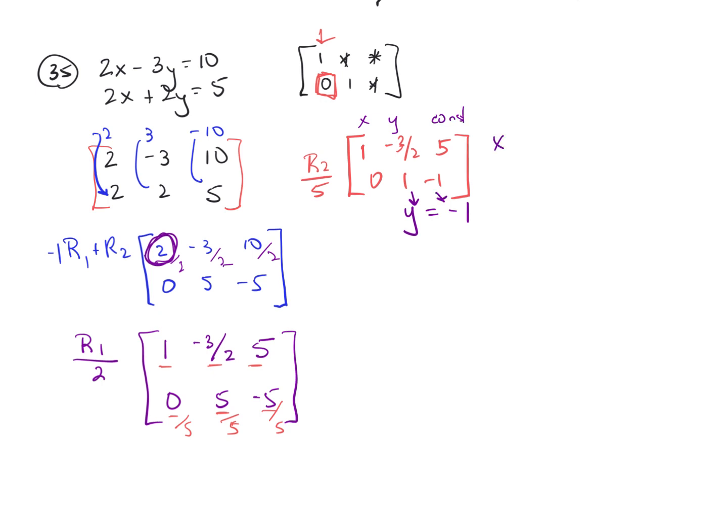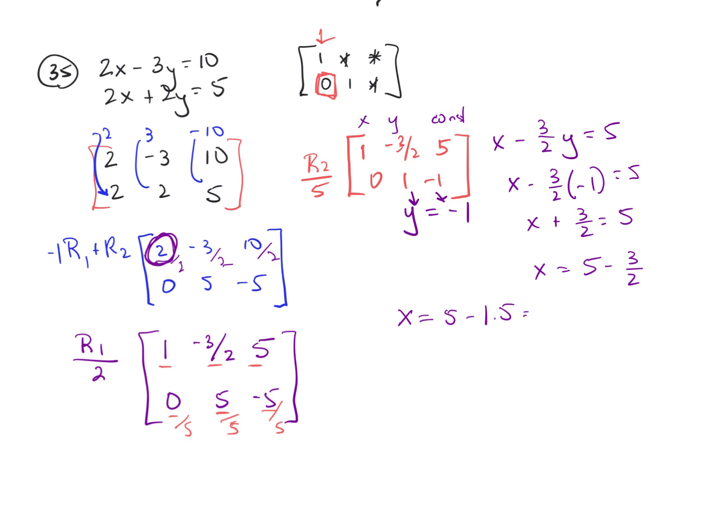Now my first row tells me X minus 3/2 Y equals 5. So if I put in X minus 3/2 times -1 equals 5, I'll have X plus 3/2 equals 5. So X equals 5 minus 3/2. Now, some of you said 5 minus 1.5, which gives you 3.5. That's fine. And we knew Y is -1.